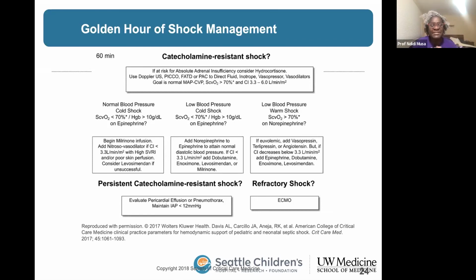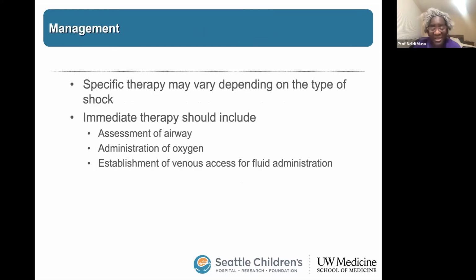If they have persistent catecholamine resistant shock, then if you're in an environment where you have extracorporeal membrane oxygenation, then you move on to that. If not, you keep doing what you're doing. So specific therapy may vary depending on the type of shock. Immediate therapy should include assessment of the airway, administration of oxygen, and establishment of venous access for fluid administration.